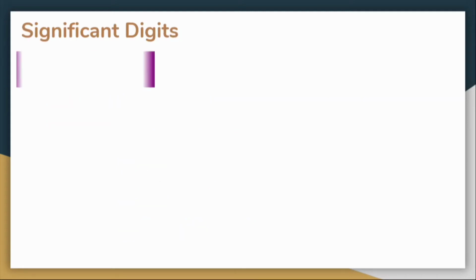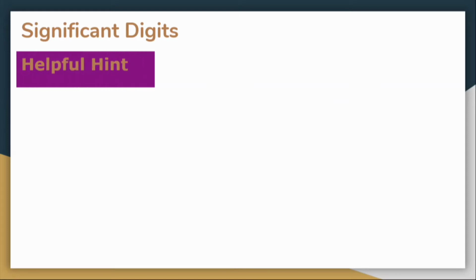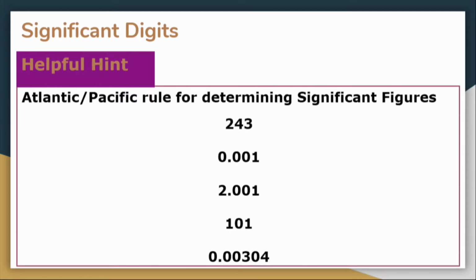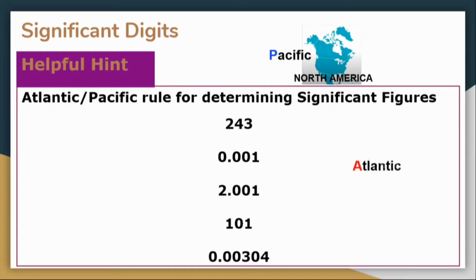Another way of finding the number of significant digits is using the Atlantic-Pacific rule. In the Atlantic-Pacific rule, we need to remember the position of North America. On the left side of North America, you will find the Pacific Ocean. And on the right side of America, you will find the Atlantic Ocean. So all you need to do is to remember the first letter of these oceans.